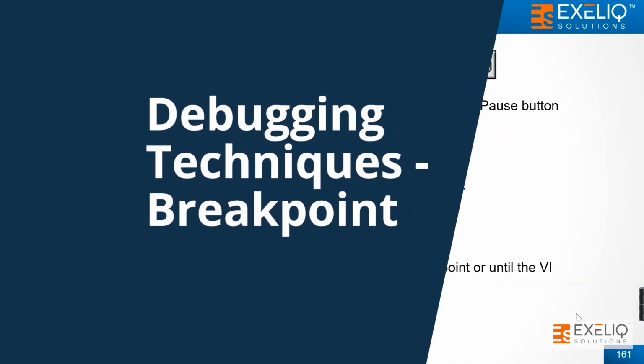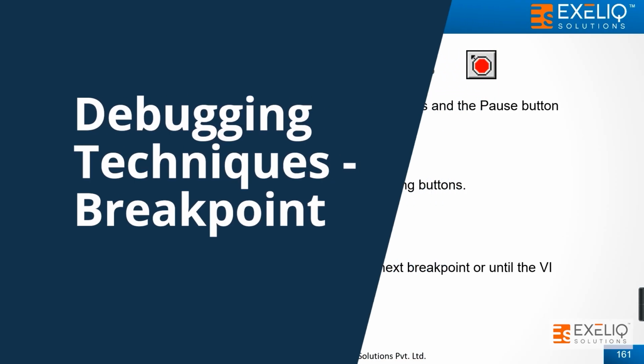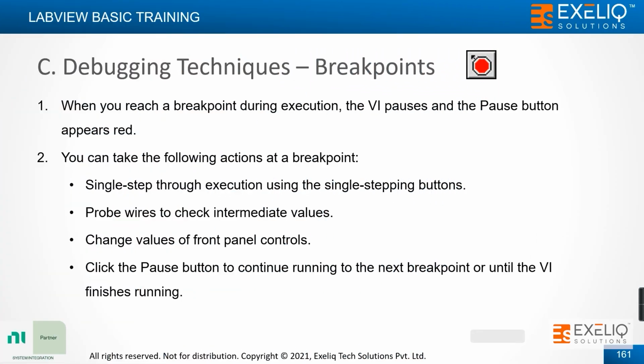Hi, in this video, we are going to talk about another debugging technique, that is breakpoint. Whenever you hit the breakpoint option while the VI is running, the VI will pause at the moment and it will highlight where the current execution is being performed. The VI will be paused and your code boundary will appear to be red in color.